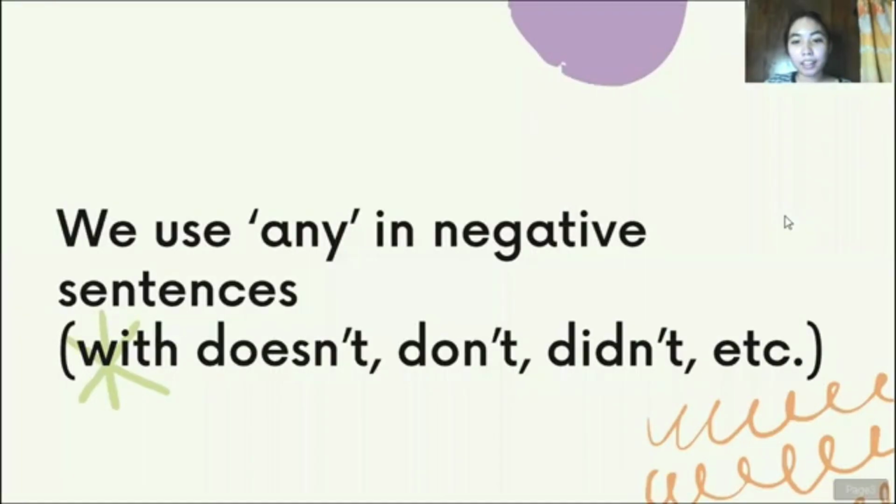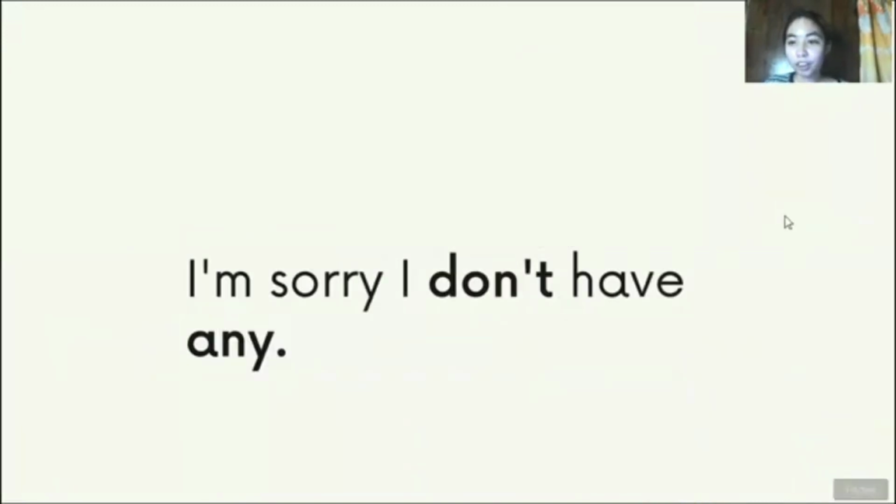Okay, for this conversation, thank you, Rosanna, for reading. So here, again, we use any in negative sentences with the words doesn't, don't, didn't, never, and other negative words. In the conversation, there is a sentence that uses a negative word like don't: "I'm sorry, I don't have any." Any pen. Like what Chris told Alan, that he didn't have any pen.